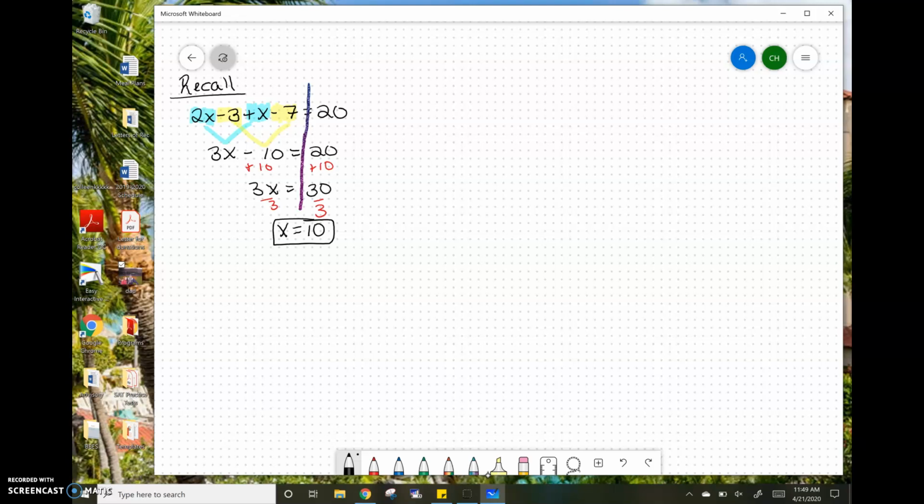So when you have variable terms or constant terms on the same side of the equal sign, you are going to combine them with addition. You're just going to add whatever is there, like I added 2x and 1x, and I added negative 3 and negative 7. But the stuff we're going to do this week is going to be a little different.